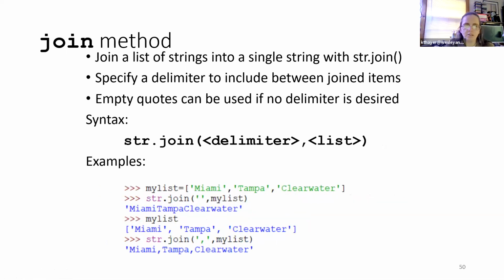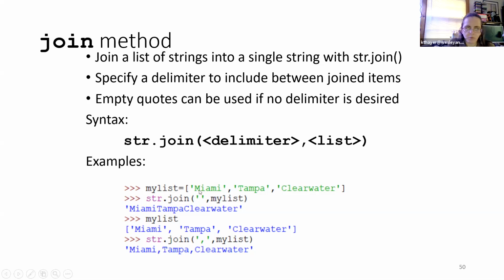Join is the opposite. Join is going to join a list of strings into a single string with string.join. Specify a delimiter to include between the joined items. Empty quotes can be used if you don't want any delimiter. So you have to do the name of a string and then .join, and you put your list in the parentheses.